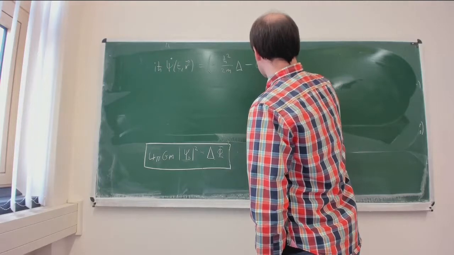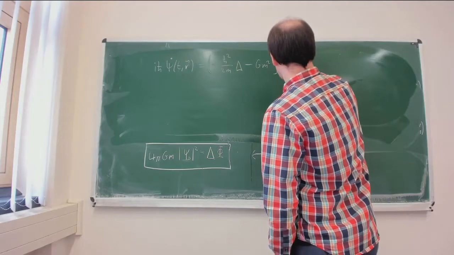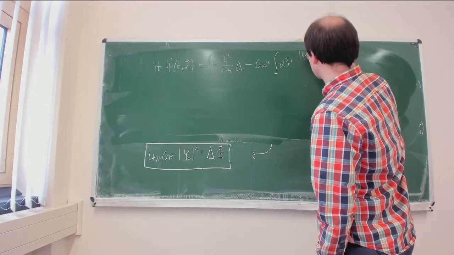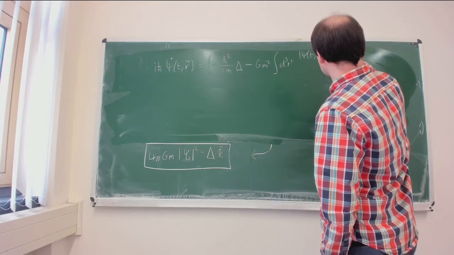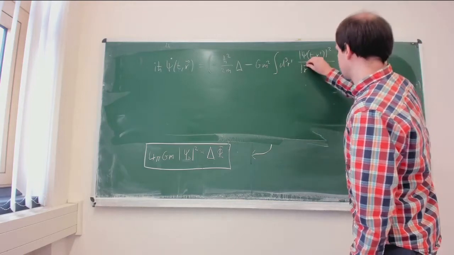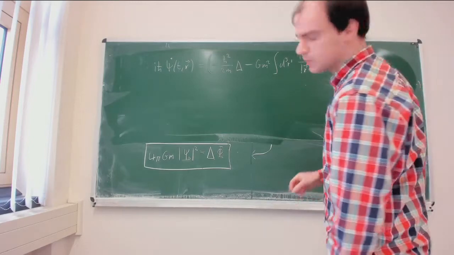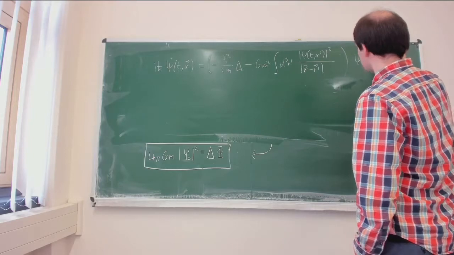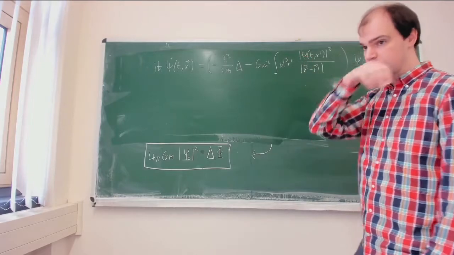minus G m squared. And then we have an integral d^3 r prime. And now the wave function at t and r prime, absolute value squared, divided by the distance r prime, times psi. Okay, so this is just the Coulomb potential integrated.